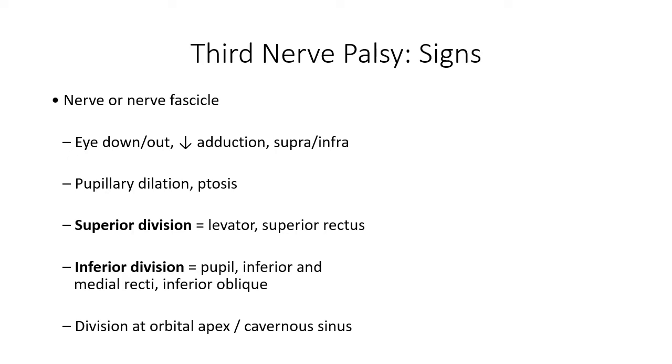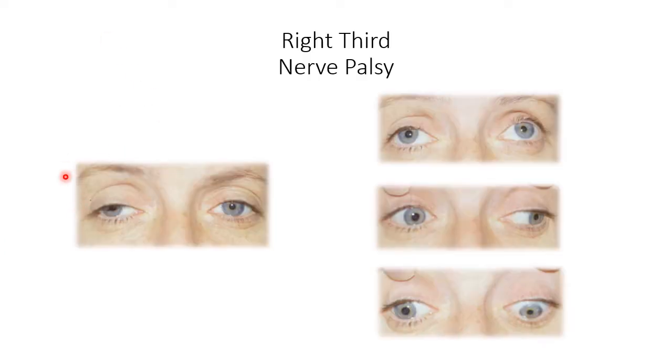Occasionally you can have just a superior division 3rd nerve palsy, and this would involve the levator as well as the superior rectus muscles. Other times you might have just an inferior division palsy, and this involves the pupil, inferior rectus, medial rectus, as well as the inferior oblique. There is a classical division of the superior and inferior divisions that occurs at the orbital apex just after the cavernous sinus. So here's an example of a pupil-involving right 3rd nerve palsy.